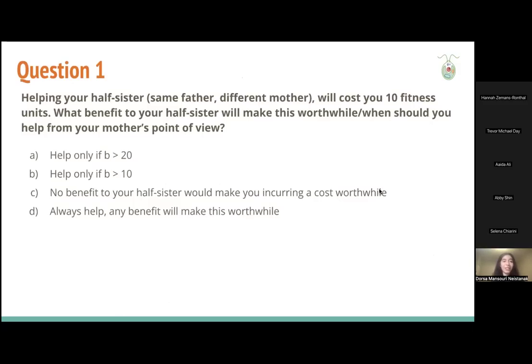Let's do a question. I'm not going to read it out for you, but take a second, read it, write out the formula, solve it, and when you're done, unpause. Next slide.